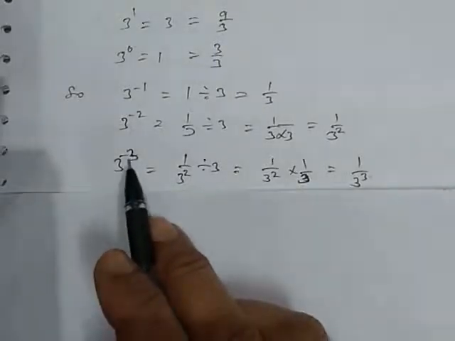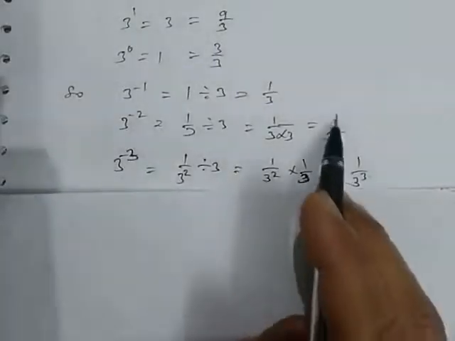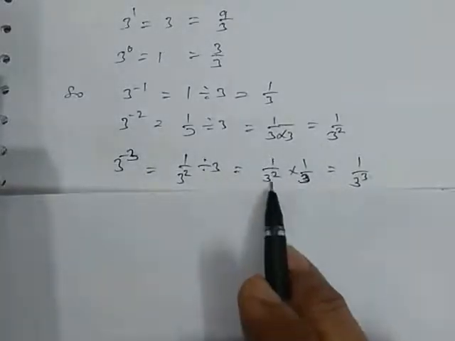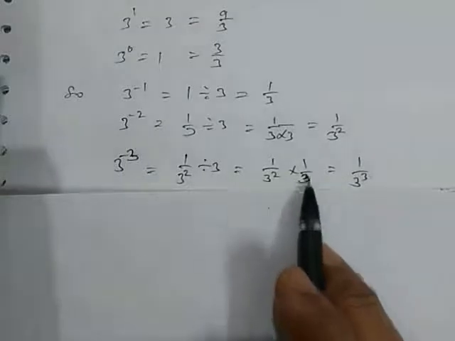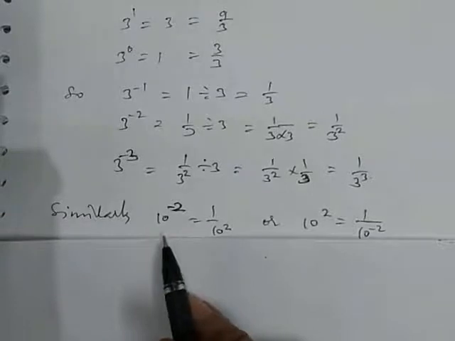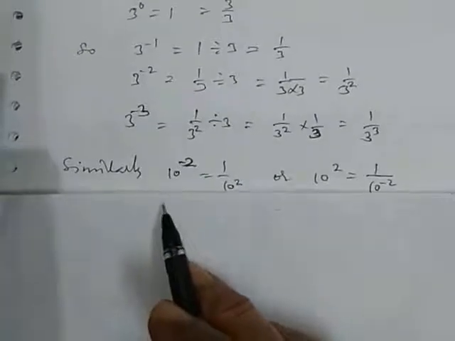Now 3 raised to power minus 3 means the previous value is 1 upon 3 square. Now again we divide by 3. We get 1 upon 3 square into 1 by 3. That is 1 upon 3 cube. So this way we can write any numbers.